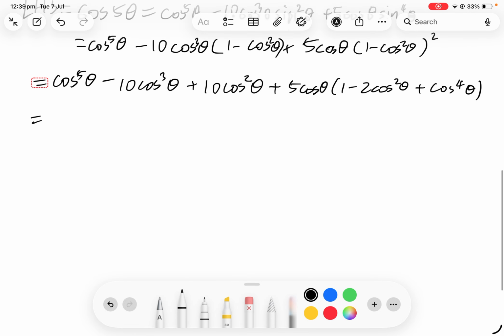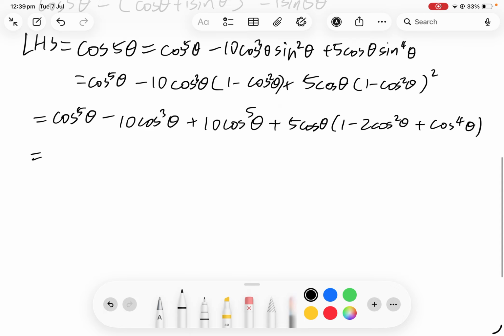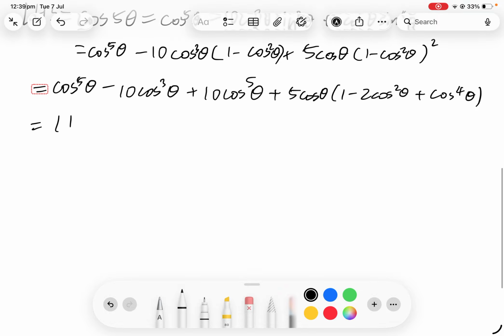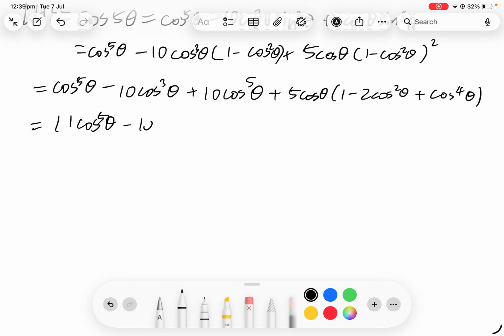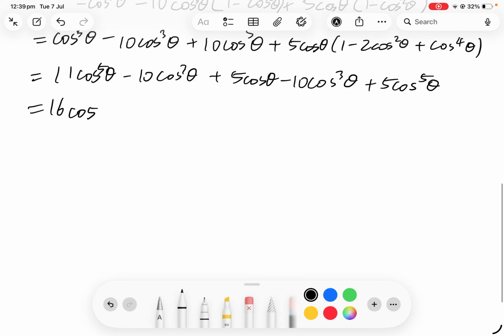wait, no, that's wrong, that should be 5. I was like, what? Okay, no, these two can be combined together. I was like, that's not the answer. Okay, 11 cos 5 theta, as we're proving, where I know what we want to get to. That's weird. Okay, then that just becomes, take 10 cos to the power of 3 theta plus 5 cos theta minus 10 cos to the power of 3 theta plus 5 cos to the power of 5 theta, and that becomes 16 cos to the power of 5 theta minus 20 cos to the power of 3 theta.